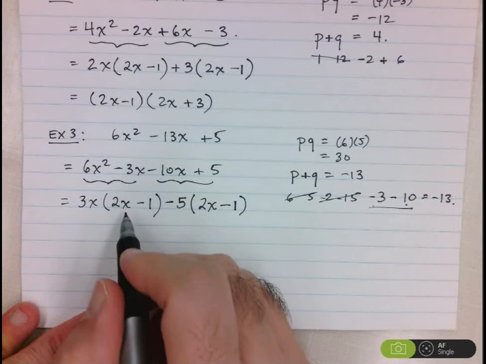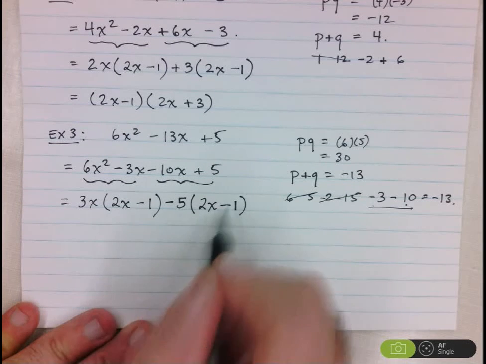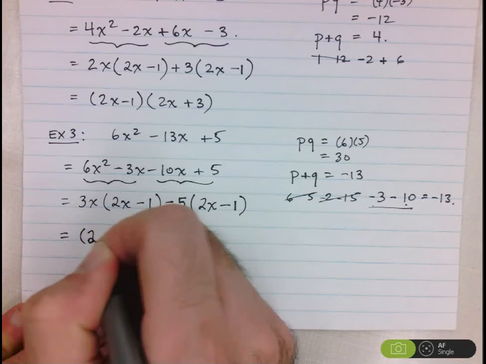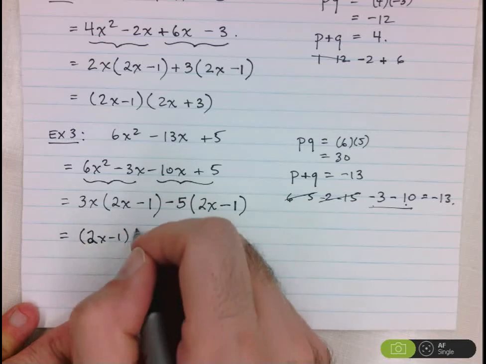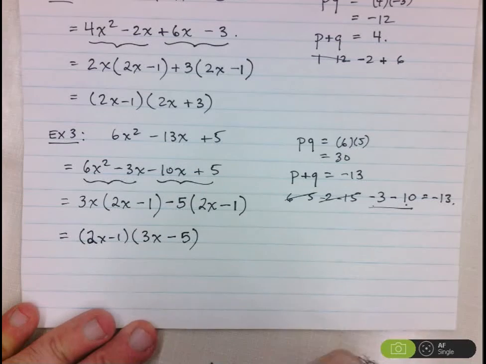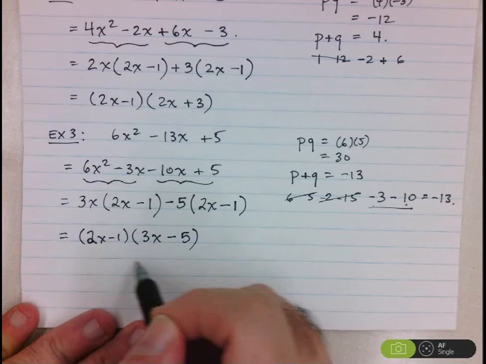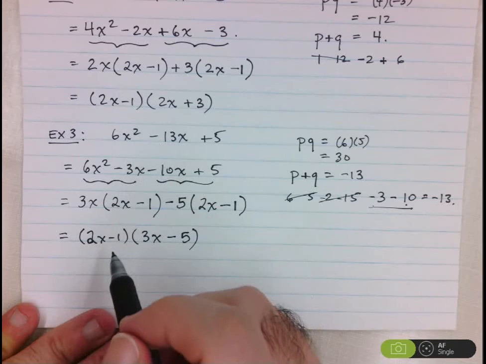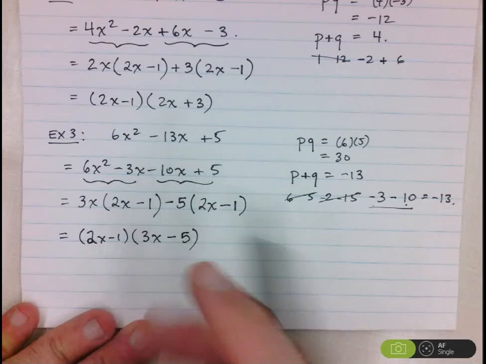And yet again, I know I've done it right because I've got the same expression, 2x minus 1, on both sides of this larger expression. So the common factor, 2x minus 1. And what am I left with here when I take out the 2x minus 1? I'm left with 3x. And here I'm left with minus 5. Okay, and let's check this again. 2x times 3x, 6x squared. Negative 10x minus 3x, negative 13x. And then negative 1 times negative 5 is equal to positive 5.